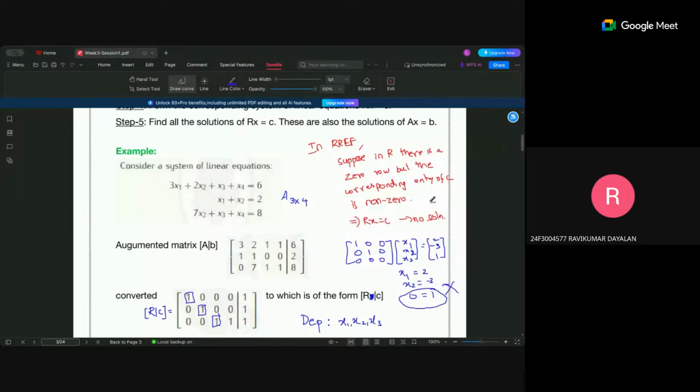Ma'am, one more question. If there is no solution, then the determinant should be 0. Is that the right statement? Not necessarily. Determinant 0 may still have infinitely many solutions. Determinant non-zero will guarantee that a unique solution exists. But determinant 0 may have either infinitely many solutions or no solution. Both scenarios may happen.